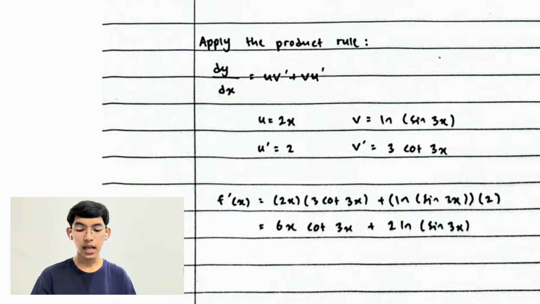Now, last step, we need to apply the product rule, dy dx. dy dx equals 2x times 3 cos 3x over sin 3x plus ln sin 3x times 2. The final answer is 6x cos 3x over sin 3x plus 2 ln sin 3x.